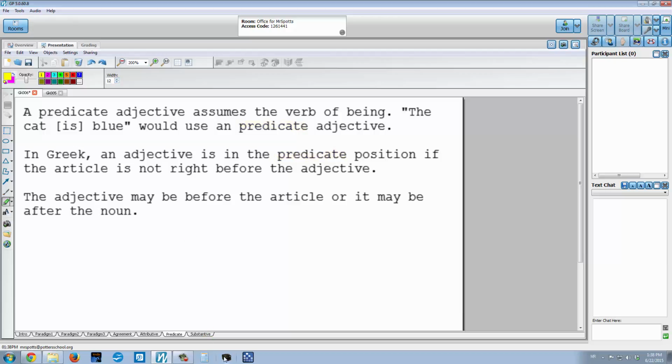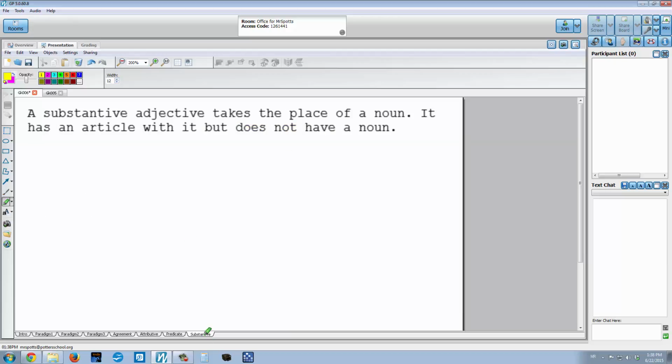All right, let's look at the last use of an adjective. This is called a substantive adjective, and this is where the adjective takes the place of a noun. It has an article with it, but does not have a noun. So we can talk about the blessed man, the good one, the tall, the short, the poor. And all we do is we use the adjective just as if it's a noun, with an article and all.